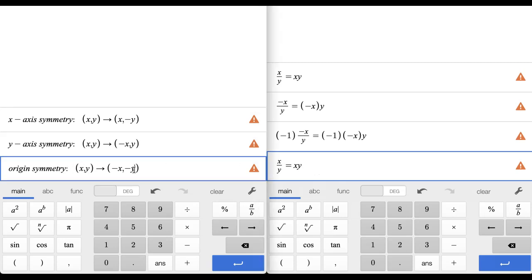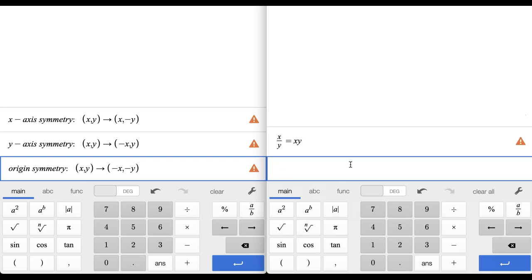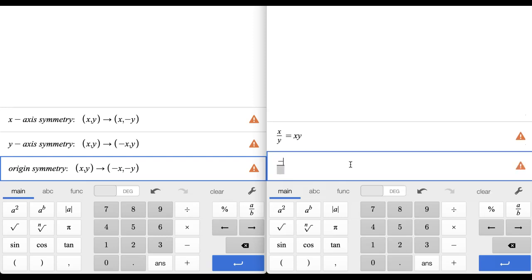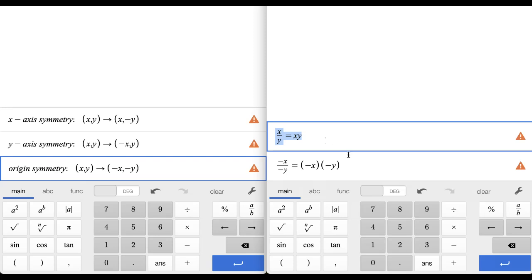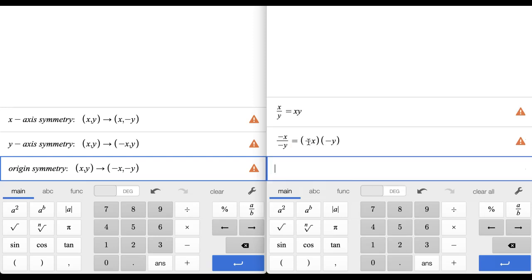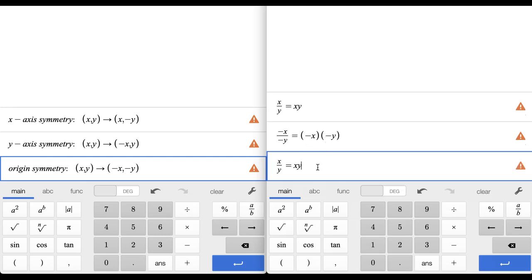Origin symmetry. This one's saying that both x and y get replaced with negative x, negative y. Okay, so we'll do one more iteration. Let's see what happens here. x becomes negative x, y becomes negative y, x becomes negative x, y becomes negative y. All right, and this one you don't have to do anything to both sides of the equation because you have 2 negatives already. Those are going to cancel out. You're back with the original. Okay, so number 5 has all 3 types of symmetry.